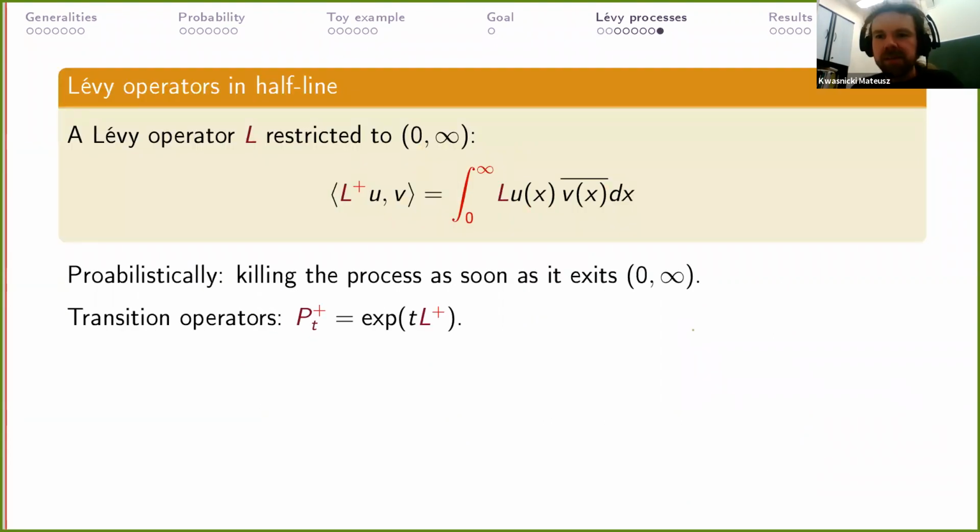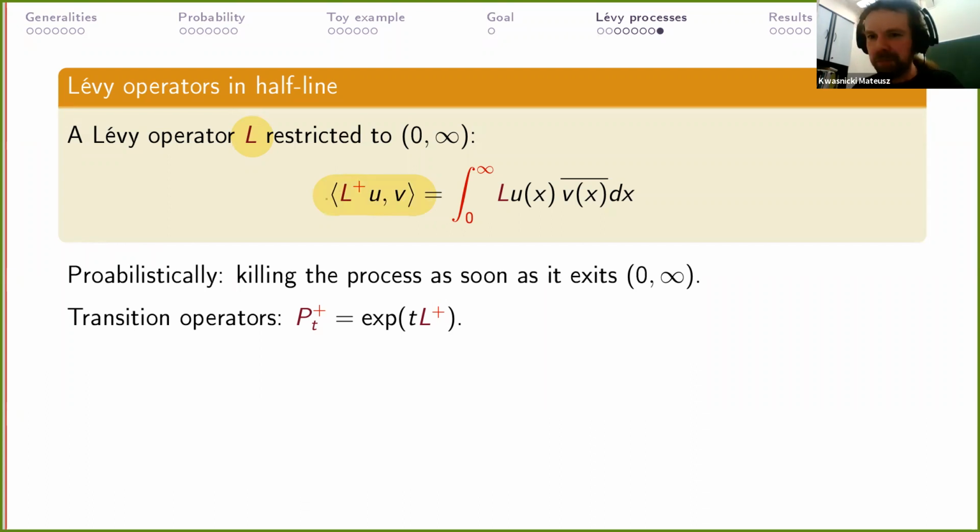Okay, and I will consider precisely these operators restricted to the half line. So imagine that we put a Dirichlet boundary condition, not only at 0, but also in the entire negative half line, because we have a local operator. Or to put it differently, we restrict the operator L to the positive half line. So the bilinear form of L plus, that's the reason the plus appeared in the previous slides.